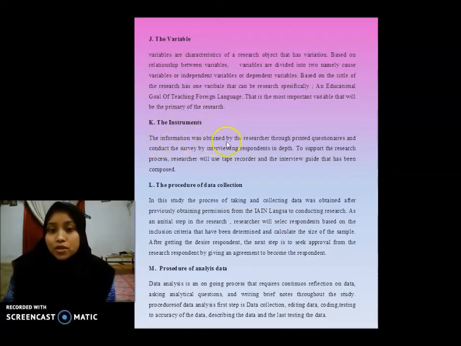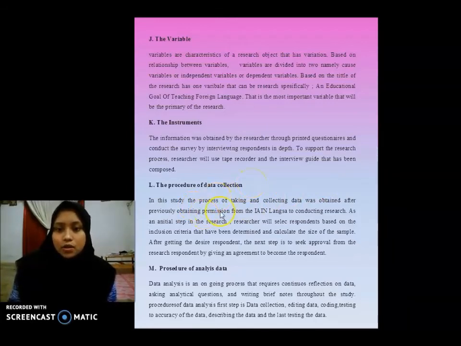The information was obtained by the researcher through printed questionnaires and a survey conducted by interviewing respondents in depth. To support the research process, the researcher will use a tape recorder and the interview guide that has been composed. Next, the procedure of data collection.